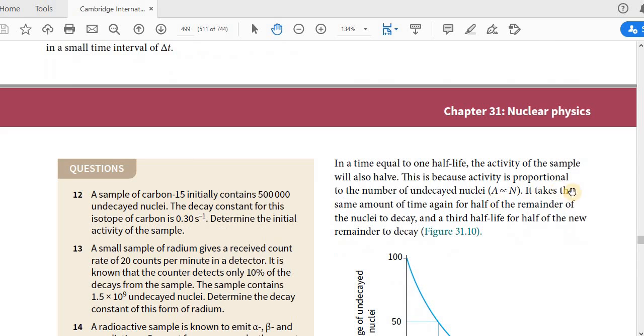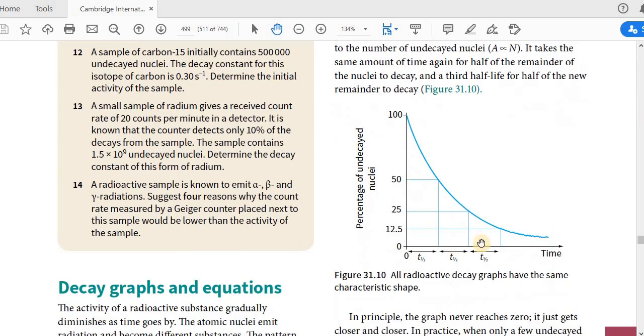It takes the same amount of time again for half of the remainder of the nuclei to decay, and a third half-life for half of the new remainder to decay. So you see, the half-life is constant.